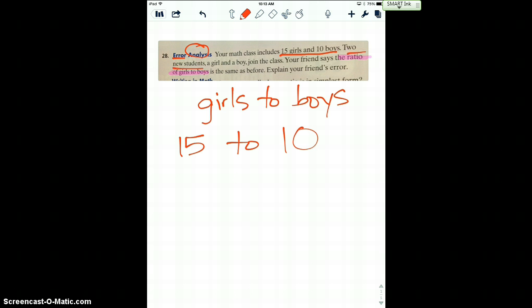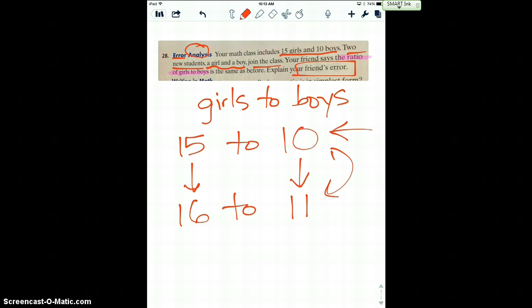Two new students, a girl and a boy, join the class. Your friend says this ratio is the same as before. And then it says explain your friend's error. So your friend must be wrong. If a new girl comes into the class, it's not going to be 15 anymore, it's going to be 16. And a new boy comes in, it's going to be 11. Your friend is saying that these ratios are the same, that they're equivalent ratios. So in order to compare them, I'm going to write them as fractions. Is 15 to 10 equal to 16 to 11?